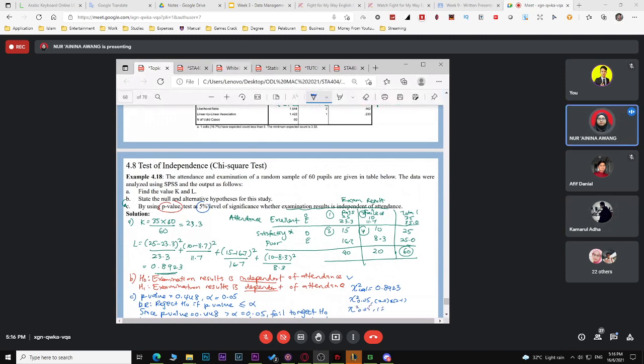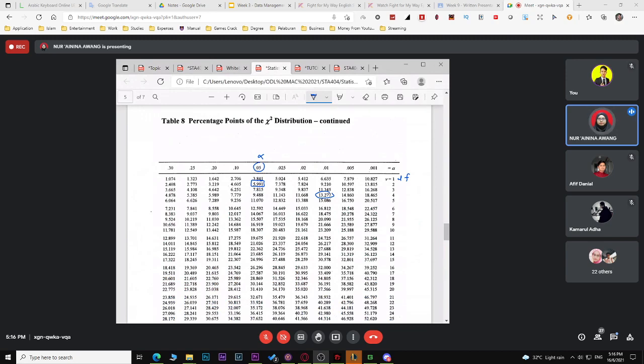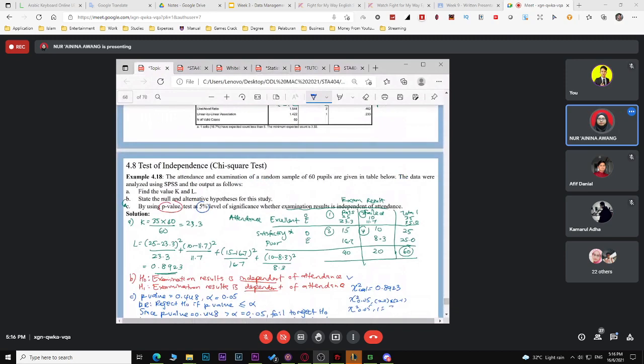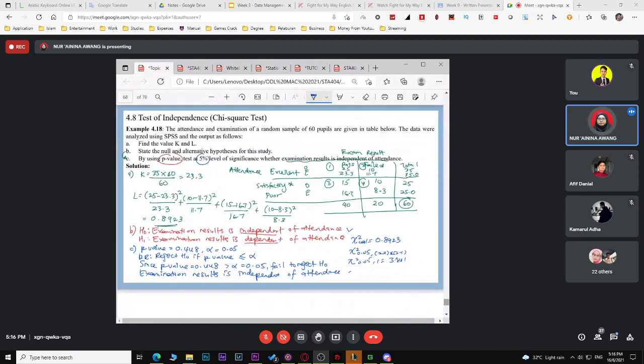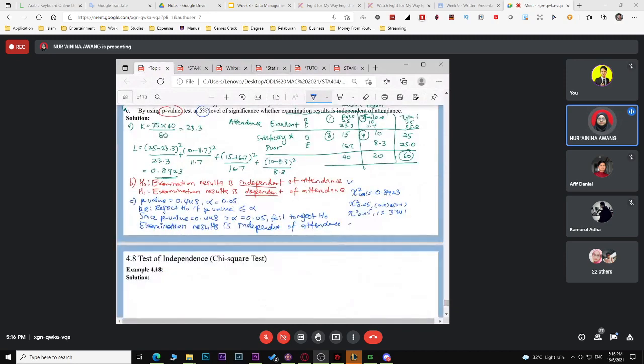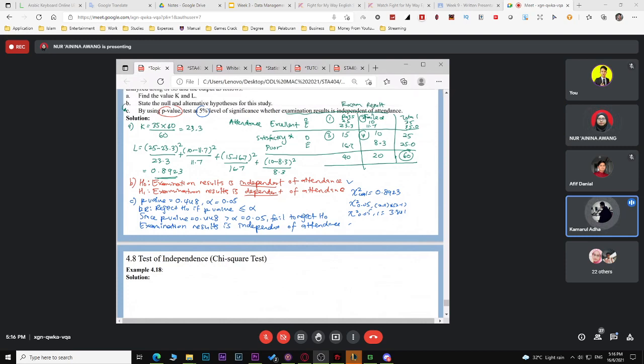When you read from your statistical table, at 0.05 with 1 degree of freedom, the value is 3.841. Then you compare. We say that since our chi-square calculated is less than our critical value, we fail to reject H-null. Your conclusion will be the same result: examination result is independent of attendance. So the critical value is based on the new table that was formed? Yes. Okay, I got it.